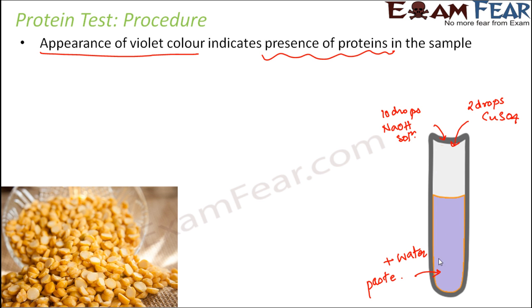Now if the violet color doesn't appear, that means protein is not present in the sample. But in this case, pulses are a very rich source of proteins, so obviously the violet color appeared. So this is how you can test.